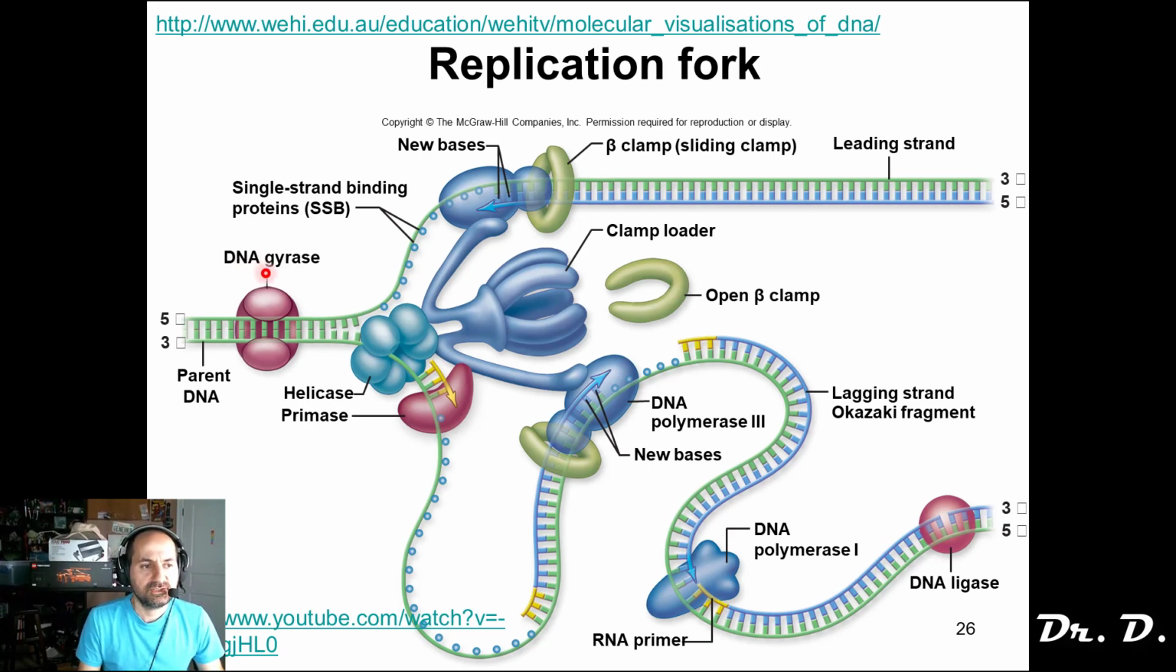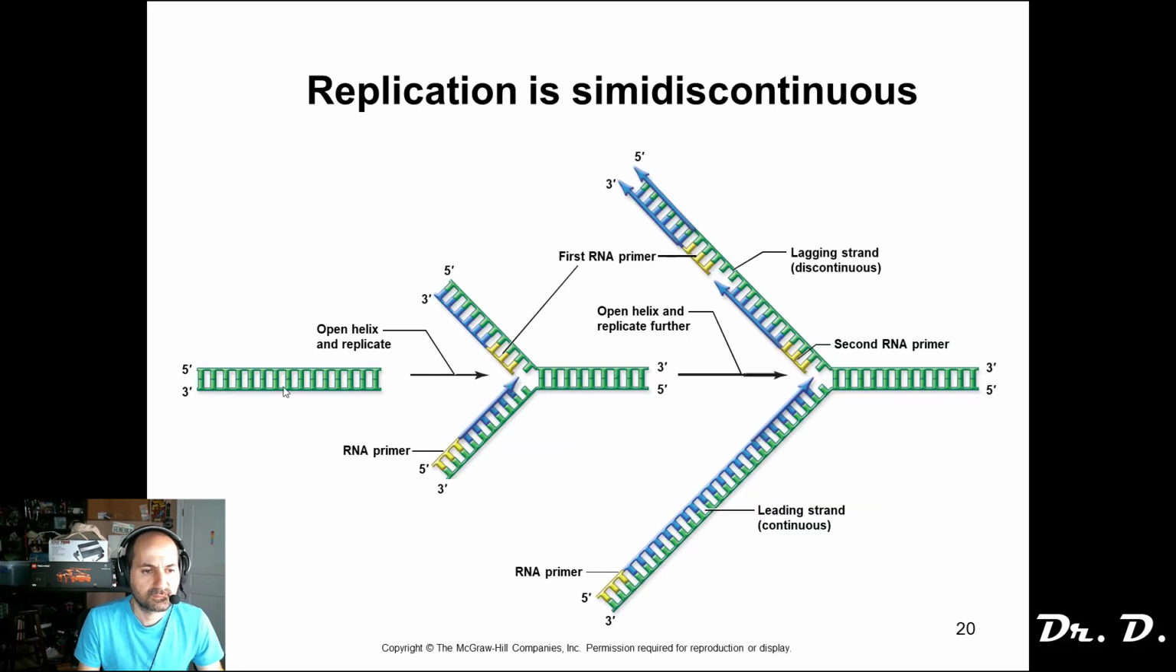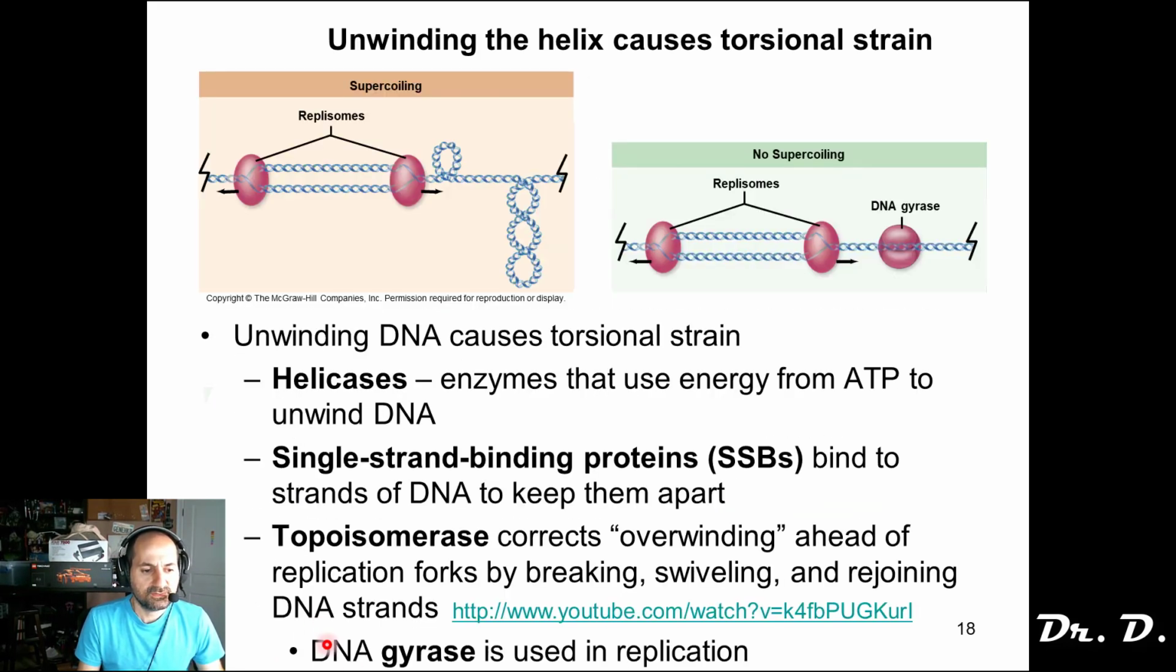How about this guy, DNA gyrase? You see this guy, DNA gyrase. Notice it's an enzyme that's working up here, well ahead of the helicase, well ahead of the fork. You see this is that replication fork. Gyrase is doing its job way up here. Let me explain how gyrase works. DNA gyrase, or topoisomerase, corrects overwinding ahead of the replication forks by breaking, swiveling, and rejoining the DNA strands.